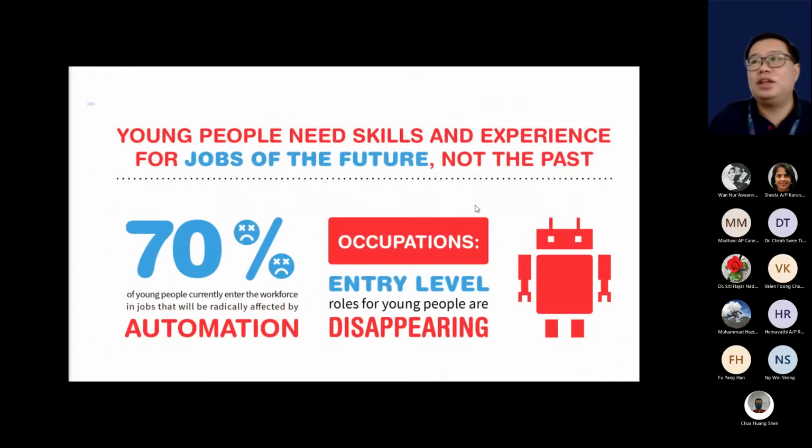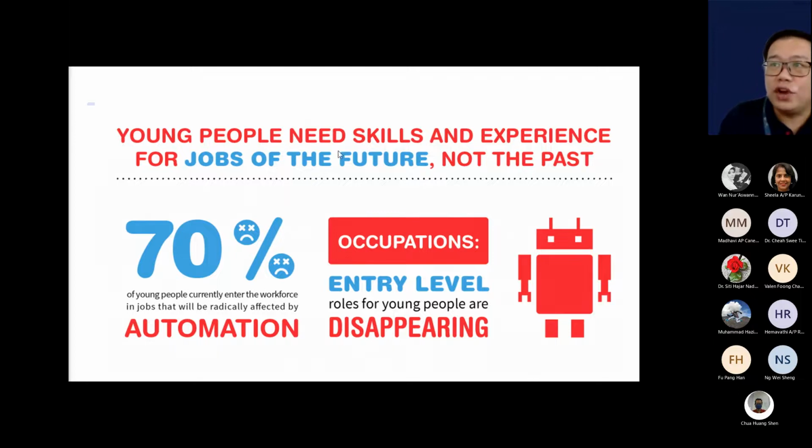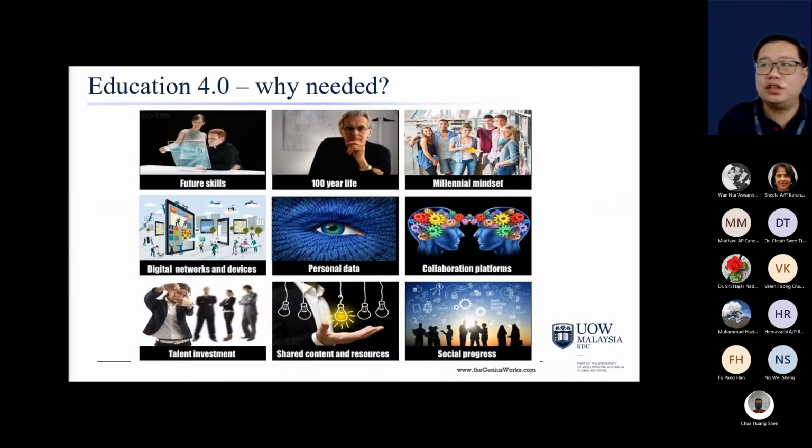Young people need skills and experience for jobs of the future, not the past. So this is why transformative learning is important. We need to ready them for the jobs of the future. And the thing is, ladies and gentlemen, we can't predict it. We won't actually know what it is, but this is what we need to prepare them for. So with future skills, living longer, definitely, millennial mindset, and so on, these are the key things.